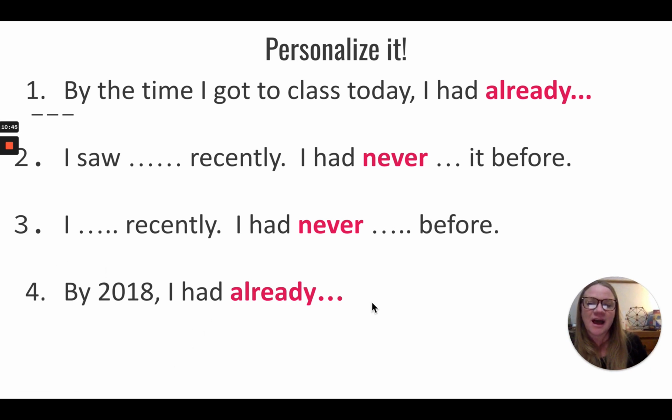Number 3, I did recently. I had never done before. So again, a new activity you had never done before, but you did recently. Again, we're going to use simple past here and then past perfect here to say this happened first and then this happened second. And then the last one, by 2018, I had already.